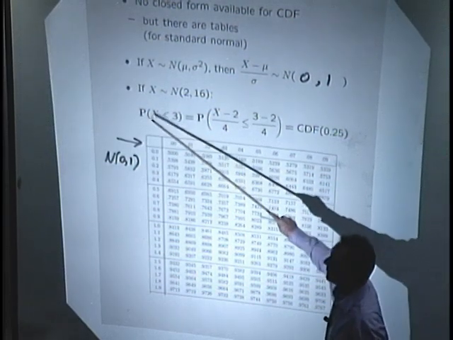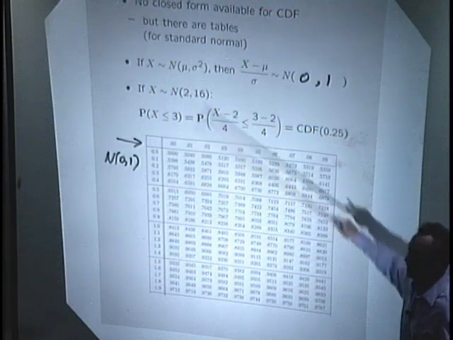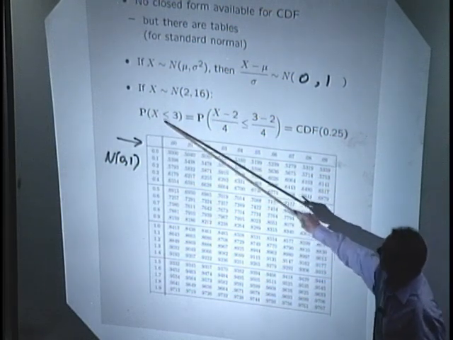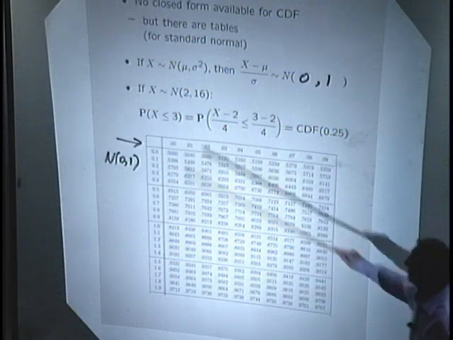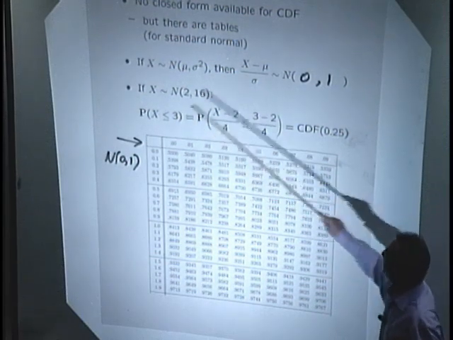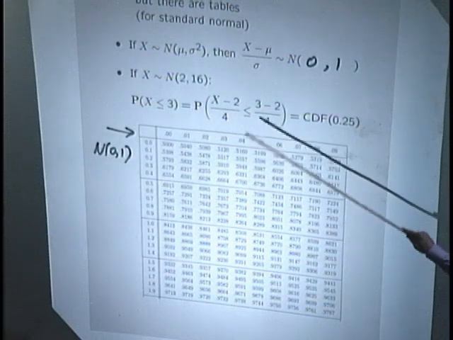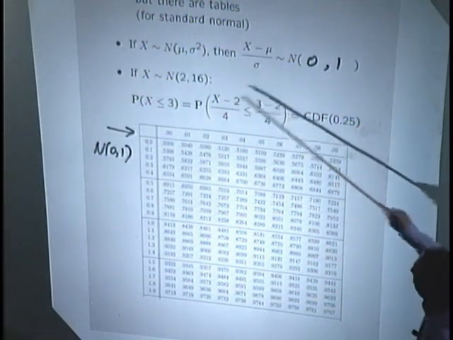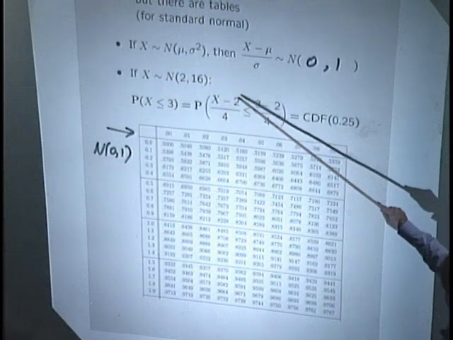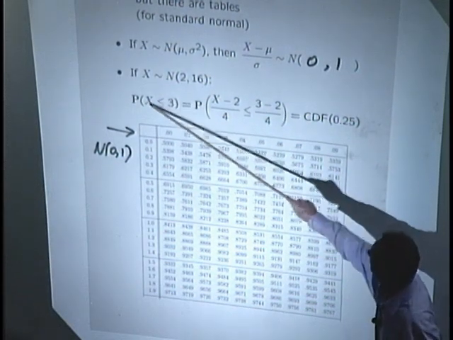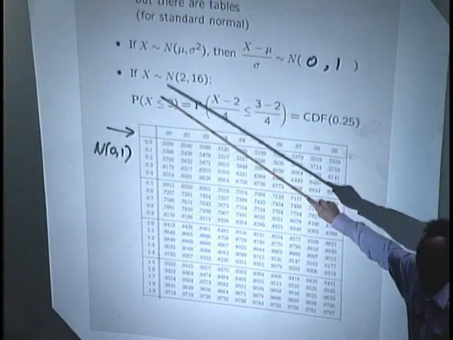This event is described in terms of this x that has ugly means and variances. But we can take this event and rewrite it as an equivalent event. X less than 3 is the same as x minus 2 being less than 3 minus 2, which is the same as this ratio being less than that ratio. So I'm subtracting from both sides of the inequality the mean and then dividing by the standard deviation. This event is the same as that event.